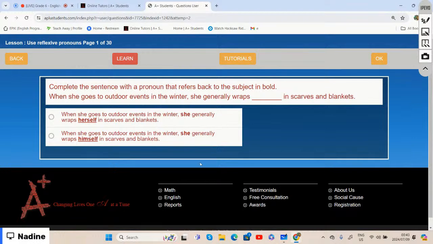All right, so if we were to complete the sentence with a pronoun that refers back to the subject in bold, our subject is she. So it says, when she goes to outdoor events in the winter, she generally wraps herself in scarves and blankets, which is option one.